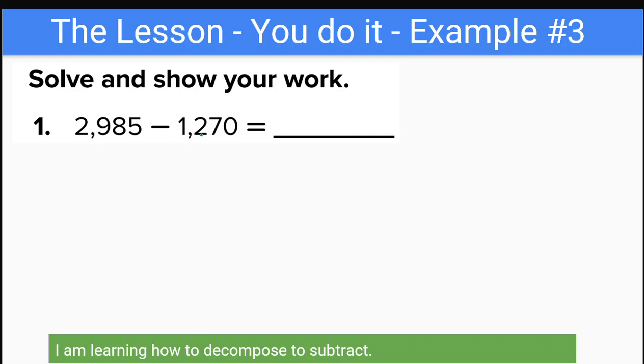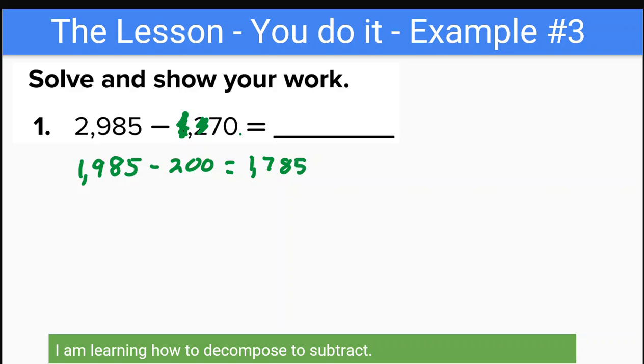2,985 take away 1,270. Well, let's take away this 1, okay? That 1,000, right? That would leave me 2,000 minus 1,000 leaves me with 1,985, right? Now let's take away this 200 right here. Take away 200. All right, this is 1,900. Take away 200 leaves me with 1,785, right?